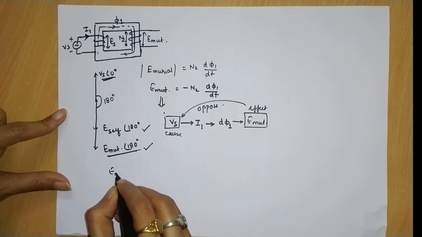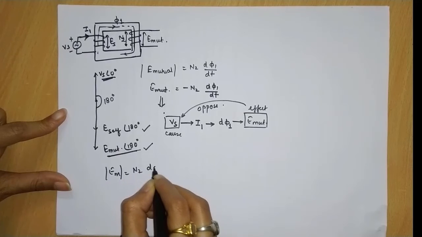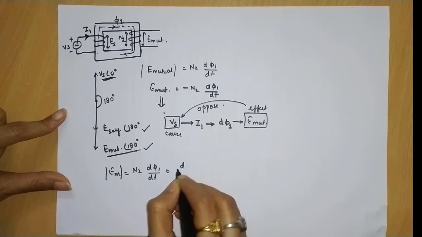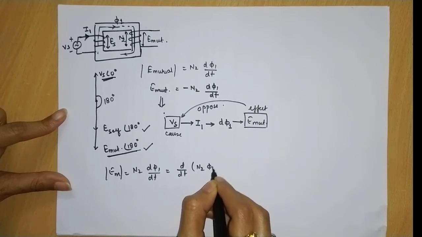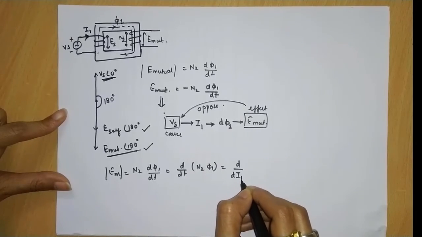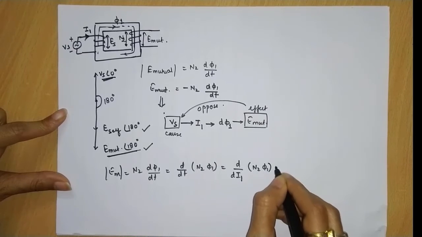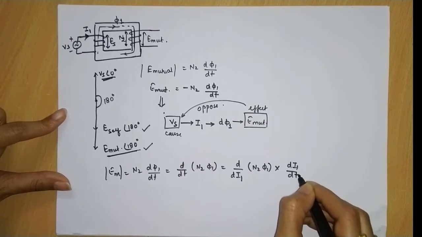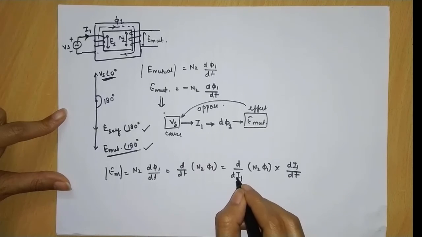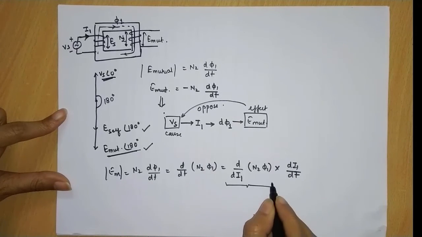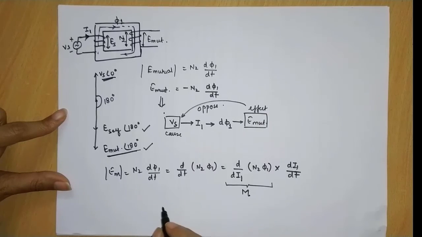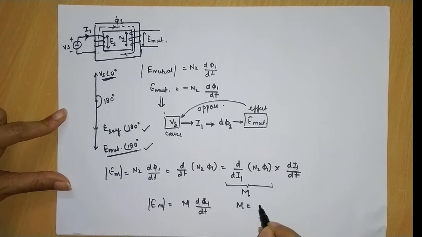Now we see that E mutual is equal to N2 dφ1 by dt, which is d by dt of N2 φ1, which is written as d by di1 of N2 φ1 into di1 by dt. I have multiplied and divided this term by di1. Hence, this is the mutual inductance term. E mutual is equal to M times di1 upon dt. This M is equal to d by di1 of N2 into φ1.